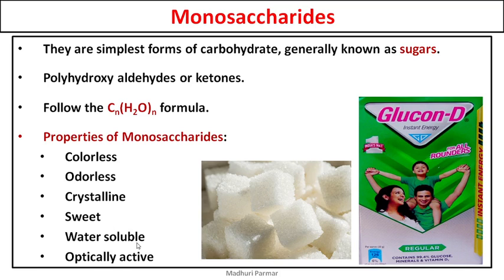And finally, it is optically active. Optically active meaning it can change the direction of plane polarized light. In chemistry, you must have studied this in detail. When you apply plane polarized light on a sugar, it will either rotate it to the left or rotate it to the right. Some sugars we will see are not optically active, only one or two, which are mostly trioses, but otherwise all of them are optically active.